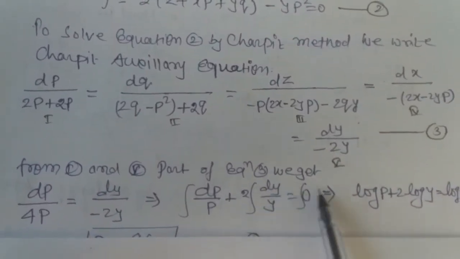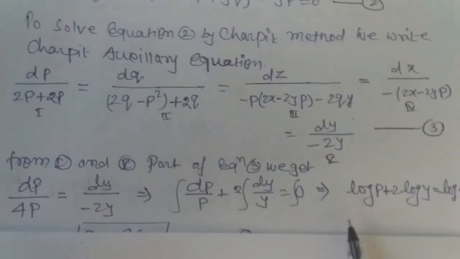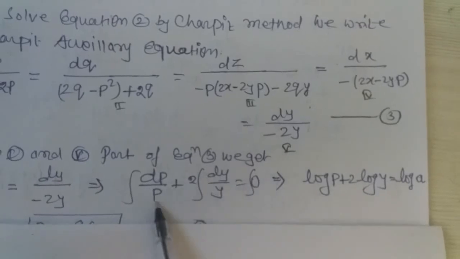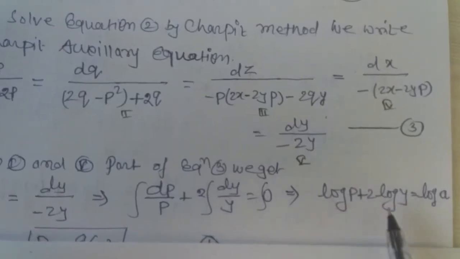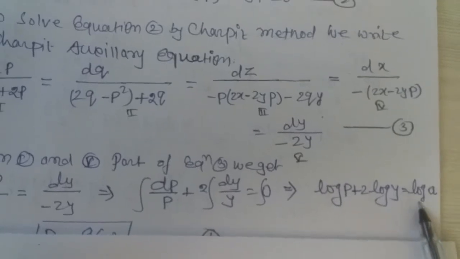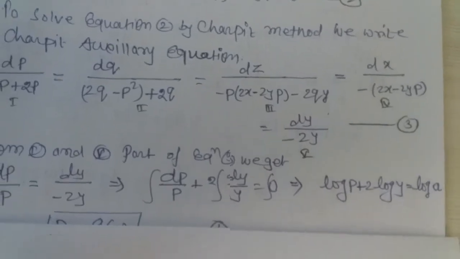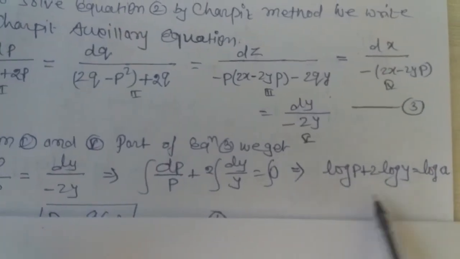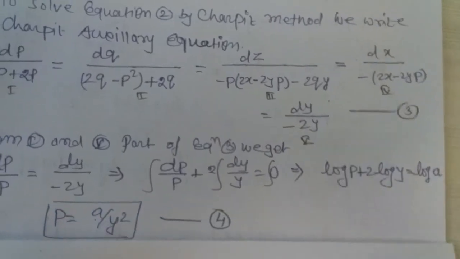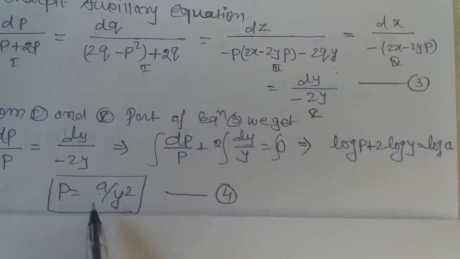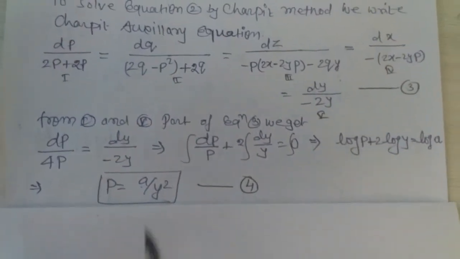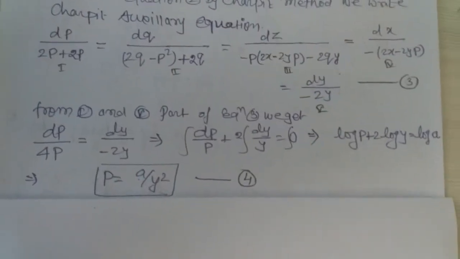Now the variables are separated, so we integrate and get dp by p, whose integration is log p, plus 2 times dy by y, whose integration is log y, equal to the constant of integration log a. And using the properties of logarithm, we get p equal to a by y square. So this is the value of p, which is in terms of x, y, z.